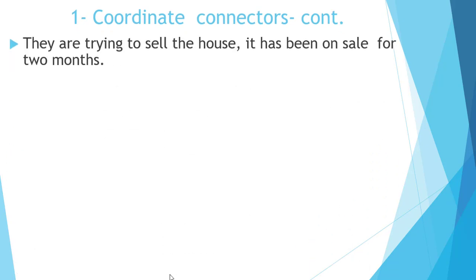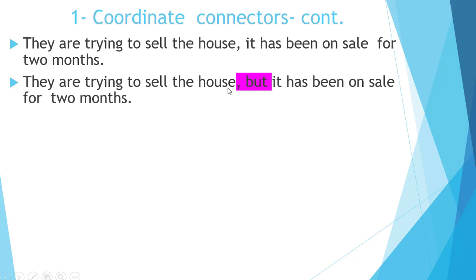Okay, let's look at these sentences and try to figure out what's wrong with them. Number one: "They are trying to sell the house, comma, it has been on sale for 2 months." There is a huge mistake in this sentence. We have subject verb, comma, subject verb. We don't have a connector here. So it should be: "They are trying to sell the house, comma, but it has been on sale for 2 months."